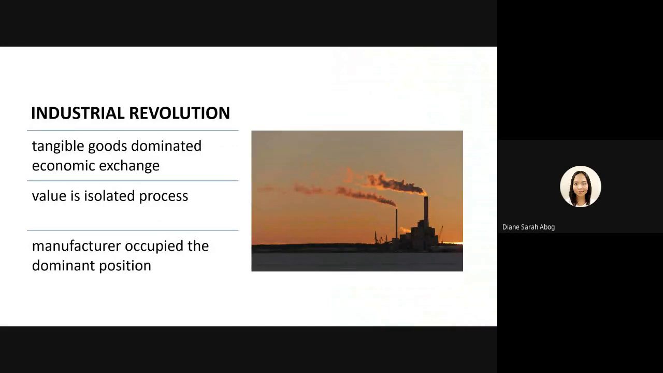So let me begin with the Industrial Revolution. During the Industrial Revolution, economic exchange was more concerned with tangible manufactured goods, what manufacturing companies actually make. And it comes with the utilization of labor and maximizing productivity and output. Creating value was regarded as an isolated process. It doesn't need the input of consumers. And because of this, manufacturers occupy the dominant position in the economic exchange.